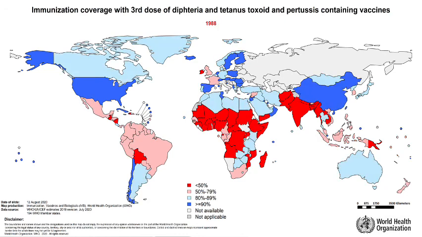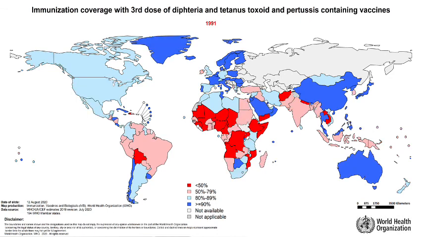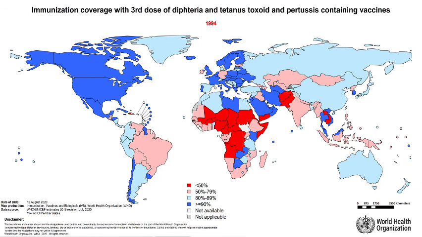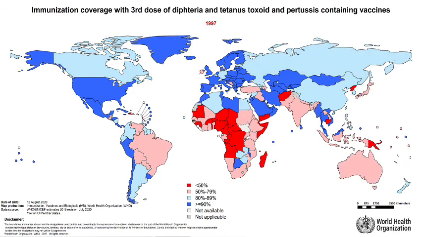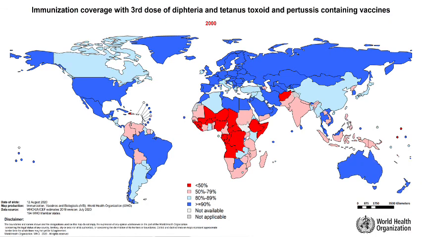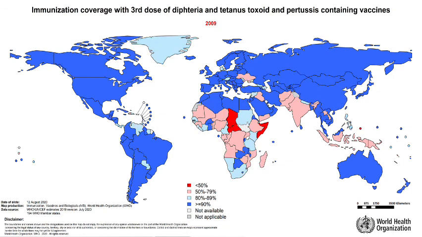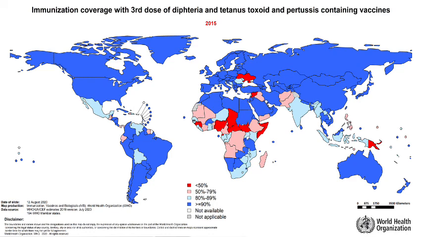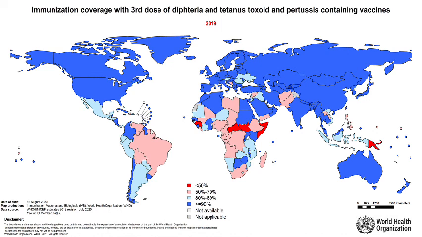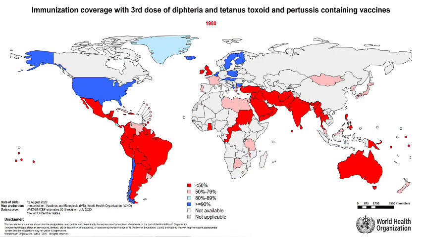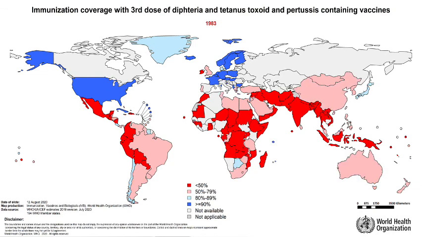This is the graph which is published by WHO on 12th August 2020, and it shows us the immunization coverage with third dose of DTP containing vaccines from 1985 till 2019, and you may see different colors being used, which shows the percentage of the immunization coverage in different regions across the world, and different colors which depict the different percentage, like red depicts less than 50% coverage, pinkish color denotes 50 to 79%, light blue denotes 80 to 89%, and dark blue shows more than 90%, and white and gray shows data is not available.